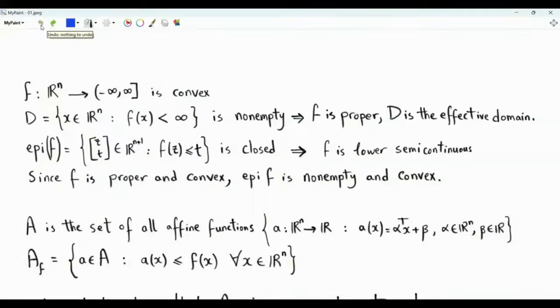Bismillah ar-Rahman ar-Rahim. This video is about characterizing a convex function as the pointwise supremum of all affine functions that are global underestimators of the convex function.